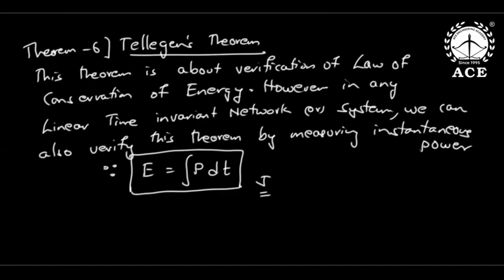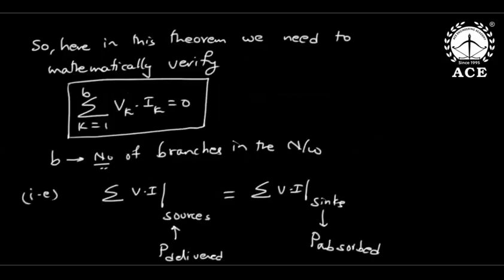See, this theorem is about verification of the law of conservation of energy. In any linear time invariant network or system, we can also verify this theorem by measuring power. Energy over a period is nothing but power at an instant. So rather than taking 10 seconds, 100 seconds or 100 days in a steady state network, I will measure the power at an instant and prove it. I need to prove the sum of powers in all the branches is 0: power delivered by sources, power absorbed by sink.